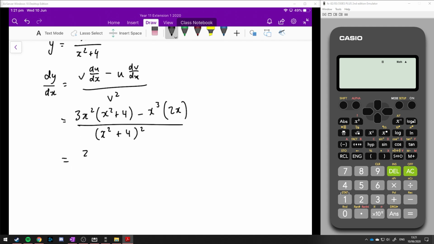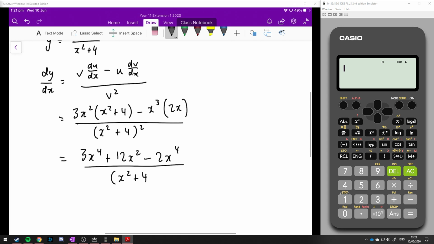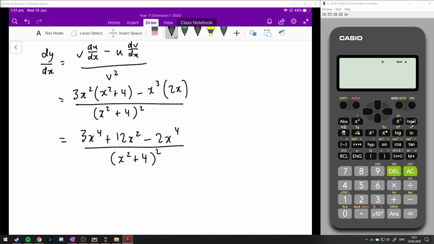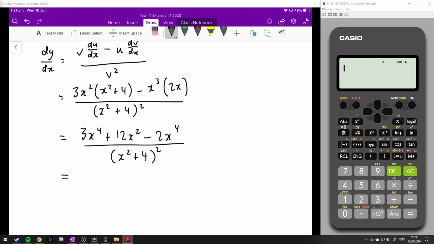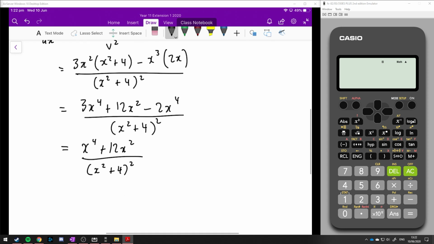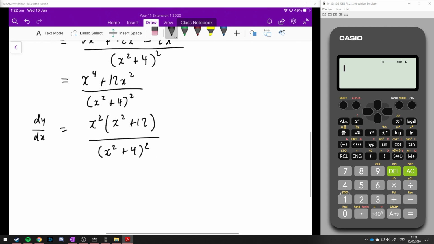Expanding this out, we get 3x to the power of 4 plus 12x squared minus 2x to the power of 4, all over (x squared plus 4) all squared, and I'm going to leave this one in its factorized form. I'm mainly doing this so I can do some cancelling on the top. 3x to the 4 minus 2x to the 4 is just x to the power of 4, plus 12x squared. We can go one step further: dy/dx is equal to x squared lots of (x squared plus 12) over (x squared plus 4) all squared. That is the derivative.